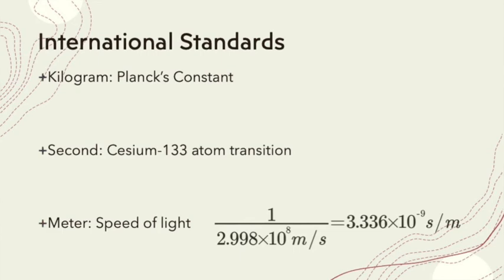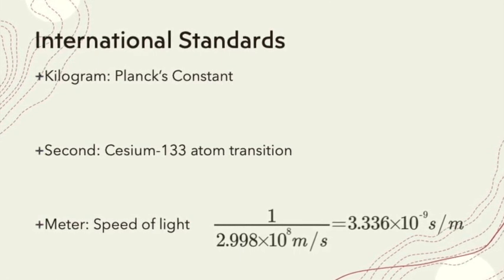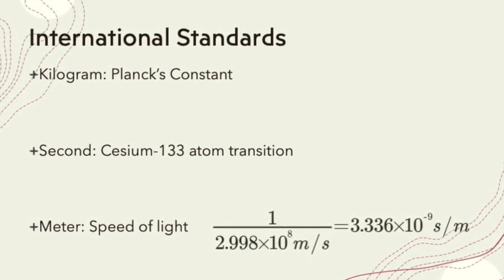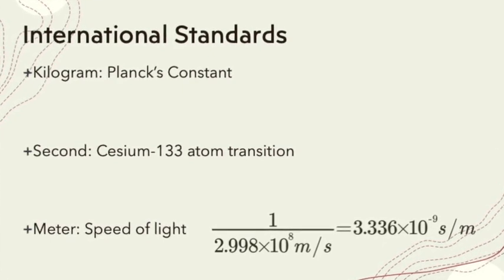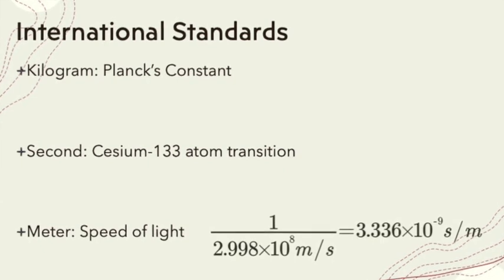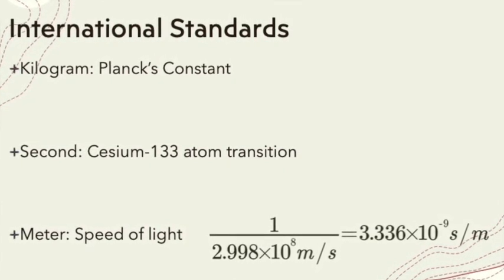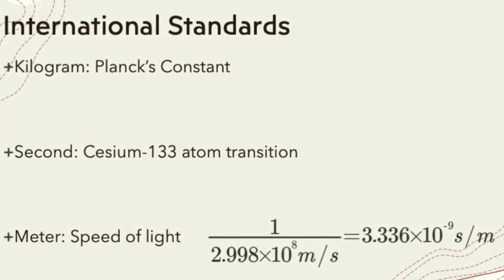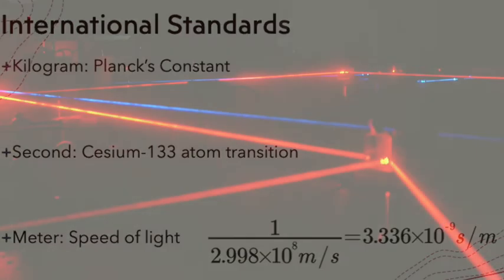So just to be clear, when we take the reciprocal of the speed of light, 1 over 2.998 times 10 to the 8th meters per second, we get 3.336 times 10 to the minus 9 seconds per meter. So the meter is defined as the distance light travels in 3.336 times 10 to the minus 9 seconds, or 3.336 nanoseconds. I hope that's clear.